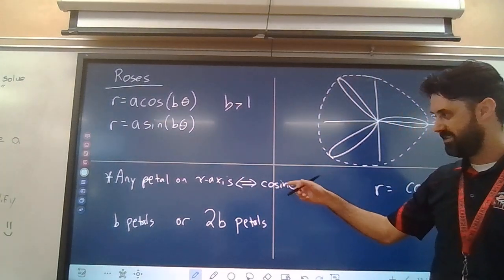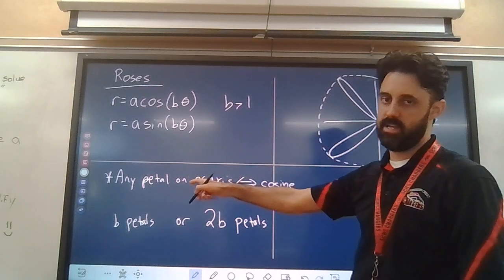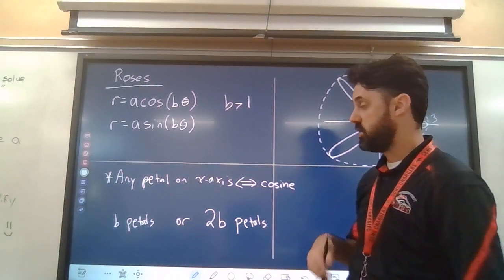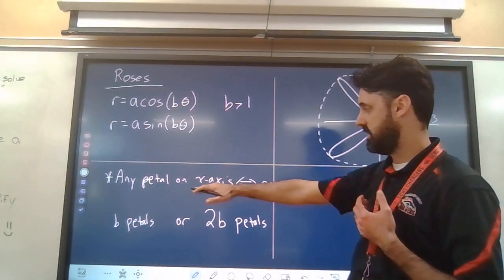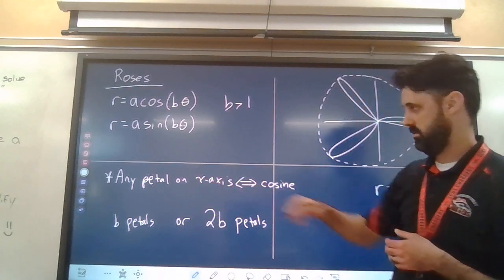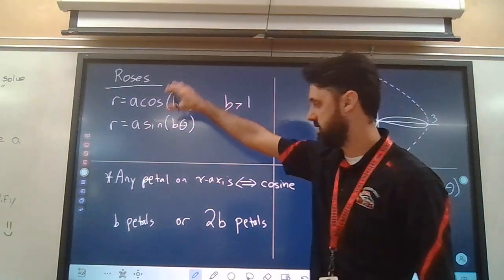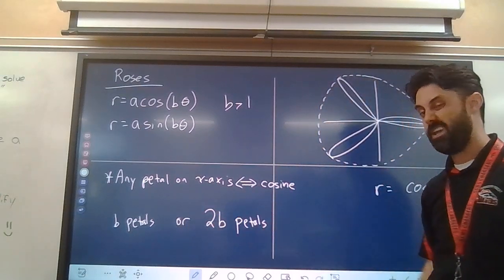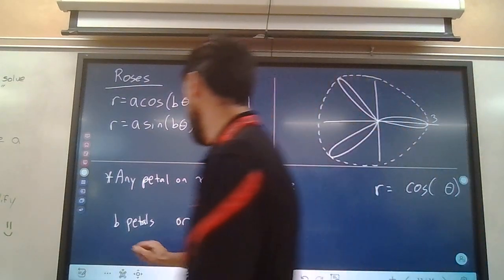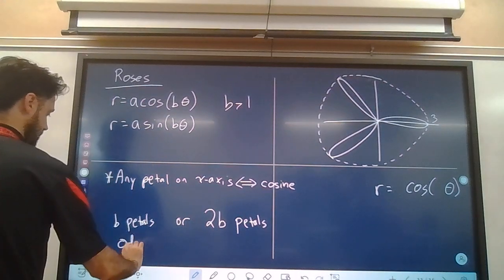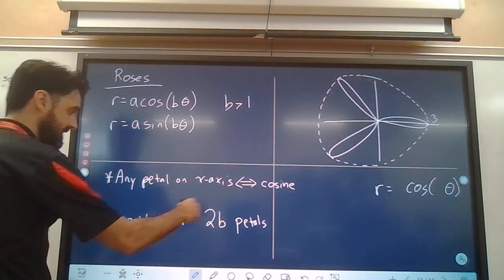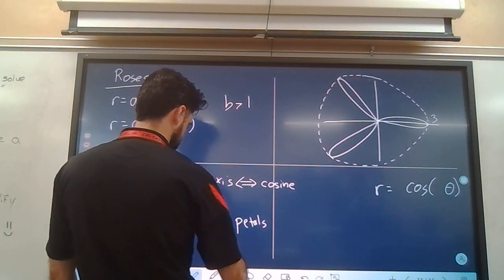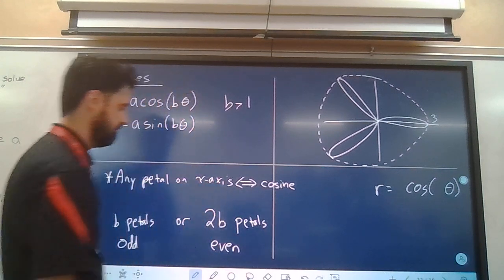If it's cosine, you've got to have a petal on the x-axis every time. If there's no petals on the x-axis, it's automatically going to be sine then. All right, so that's how we distinguish between these two. There will either be b petals or 2b petals, depending on if b is even or odd. So when b is odd, there's b petals, and when b is even, there's 2b petals.